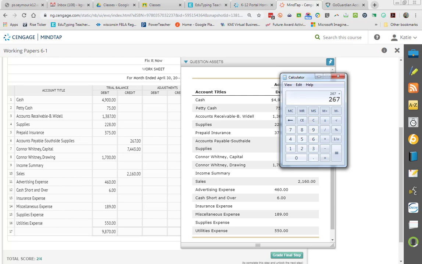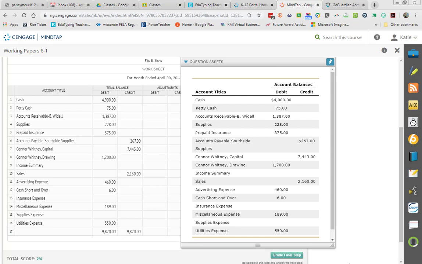You will find the credit columns a little bit easier to add up than the debit column because there are less numbers. Using my handy-dandy little calculator, I added up my debits and I got 9,870. I added up my credits and guess what I got? That makes me happy. That is my happy accounting feeling because my debits and credits equal, and that means, whew, I can do the next part.